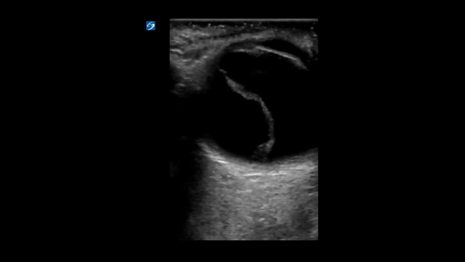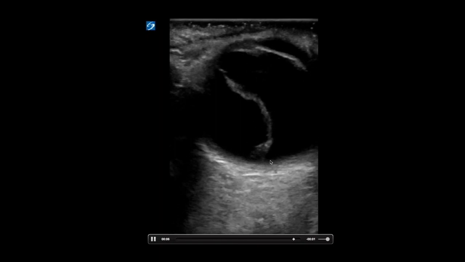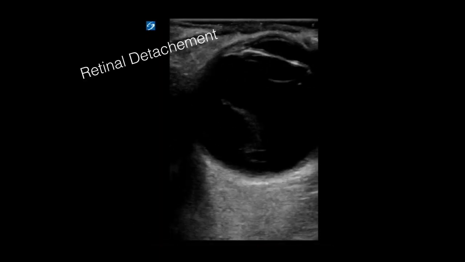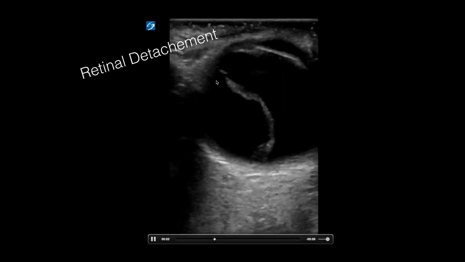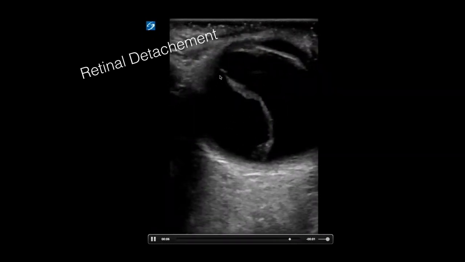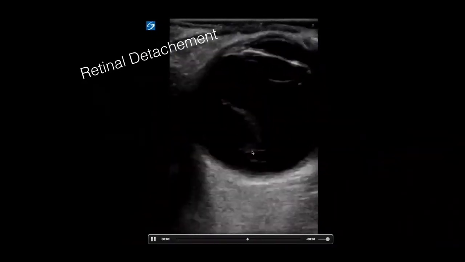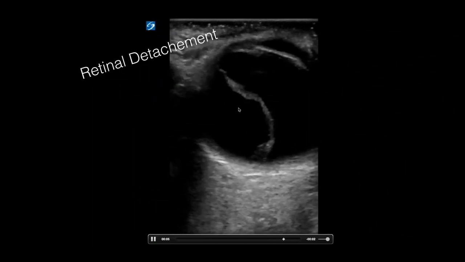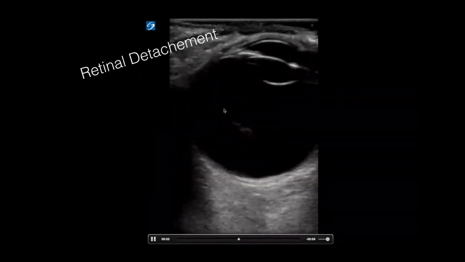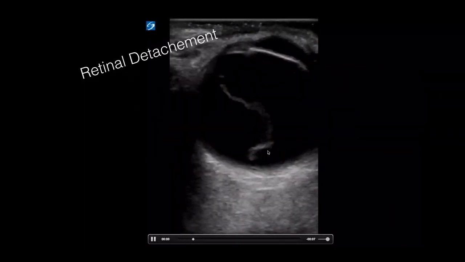So this is what a retinal detachment would look like. Usually it's anchored at the area of the optic disc, and also at the anterior portion of the eye up here. As you see, it's attached up here. It's called the ora serrata, and that is pretty indicative of retinal detachment. You can see how it's a linear but still wavy, serpiginous bright or hyperechoic line here representing retinal detachment.